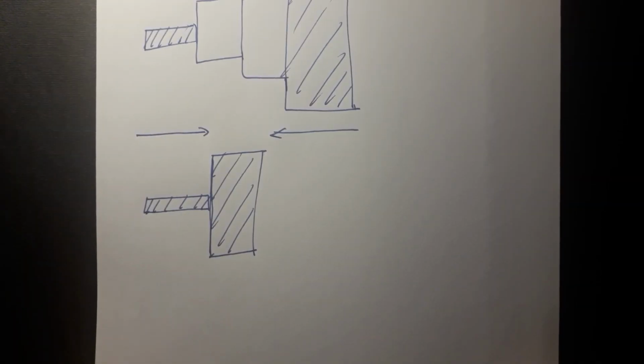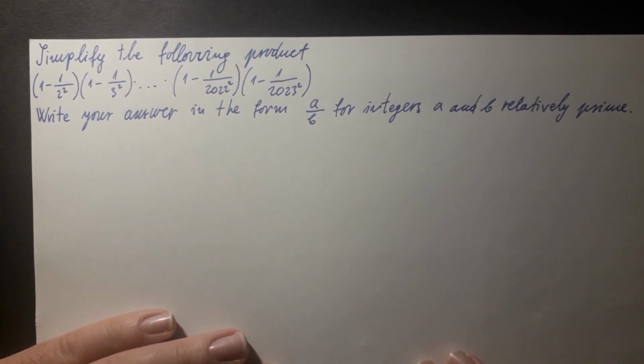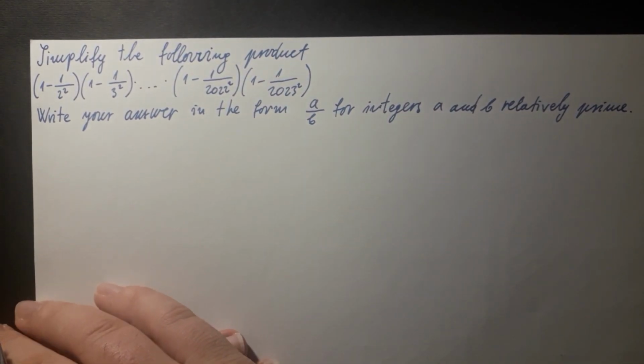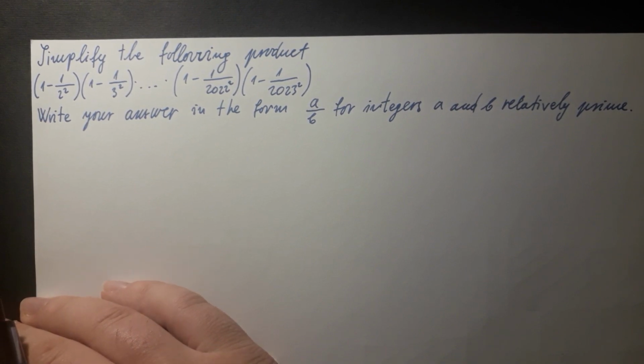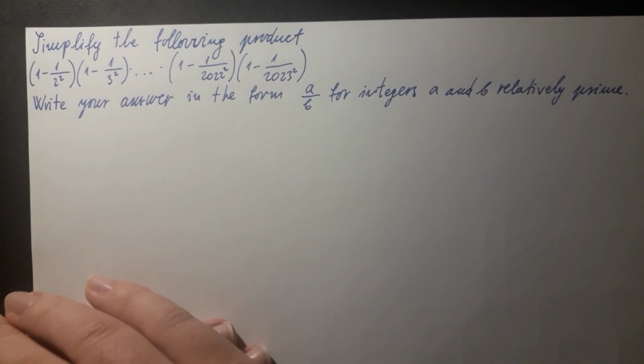Now let's see what a telescoping product is on an example. So this is our problem for today. Simplify the following product. 1 minus 1 divided by 2 squared times 1 minus 1 divided by 3 squared times and so on, 1 minus 1 divided by 2022 squared times 1 minus 1 divided by 2023 squared. Write your answer in the form a divided by b for integers a and b relatively prime.